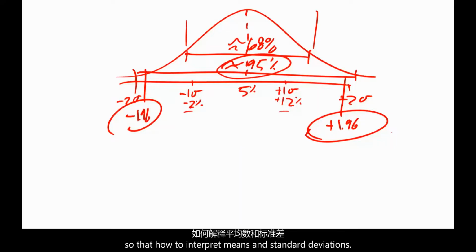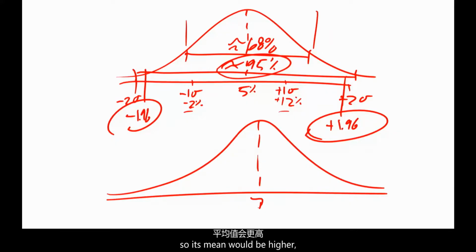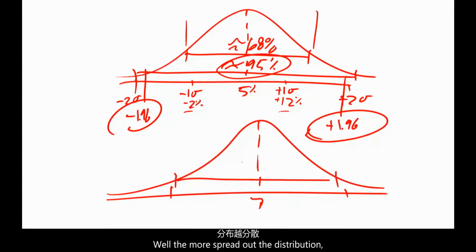So anyway, that's how to interpret mean and standard deviation. So the mean is the center, and the standard deviation tells you how far afield everything else goes. If we looked at the other distribution, which I didn't note its standard deviation when I came to this slide, but it would be 11, so its mean would be higher, but its standard deviation is also higher. So you're going to have to add something bigger than 7. You're going to have to come way out here. Well, the more spread out the distribution, the bigger the standard deviation and the wider the interval you're going to have in order to contain the same 68% of the data.